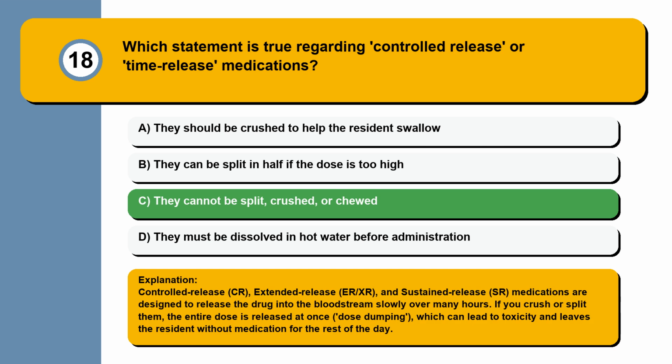Controlled release, CR, extended release, ER/XR, and sustained release, SR, medications are designed to release the drug into the bloodstream slowly over many hours. If you crush or split them, the entire dose is released at once, dose dumping, which can lead to toxicity and leaves the resident without medication for the rest of the day.